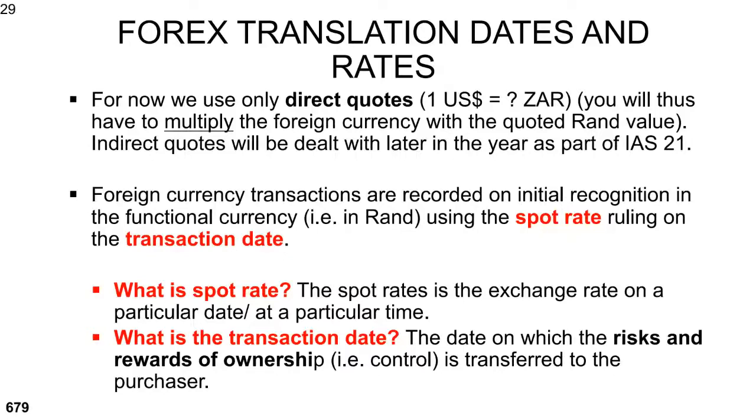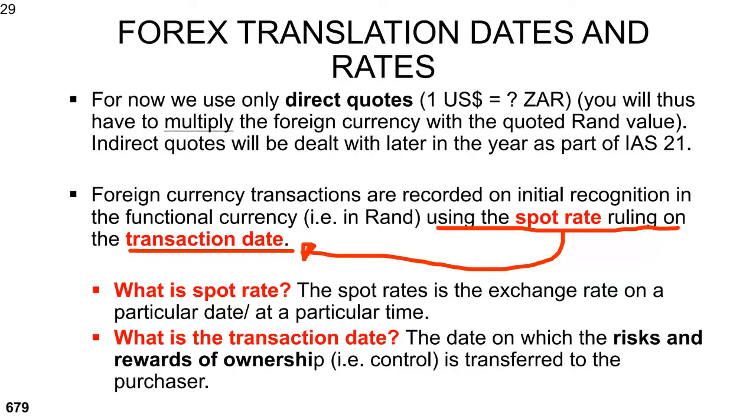Now, the key is when we're translating the rate, or we have to translate the inventory at the spot rate, right? And I said spot rate is another word for exchange rate, right? At the spot rate on the transaction date. So what exactly is the transaction date? The transaction date is the date at which risks and rewards, another word to say risks and rewards is control, right? Control passes to us. That is the transaction date. The date at which control passes to us.